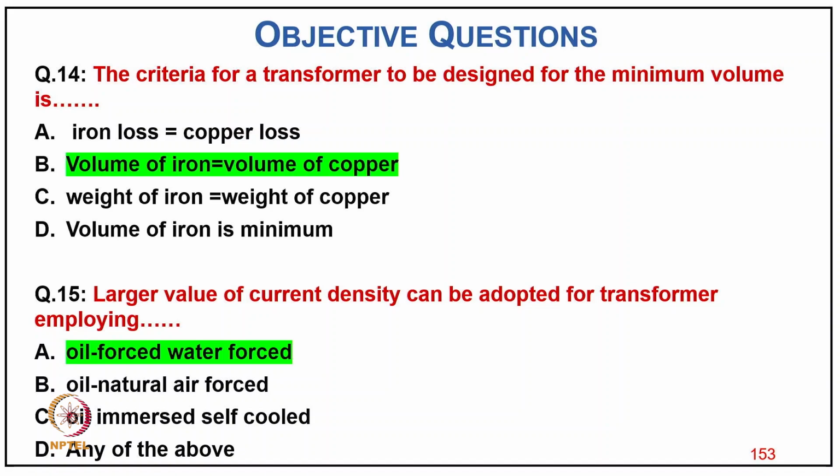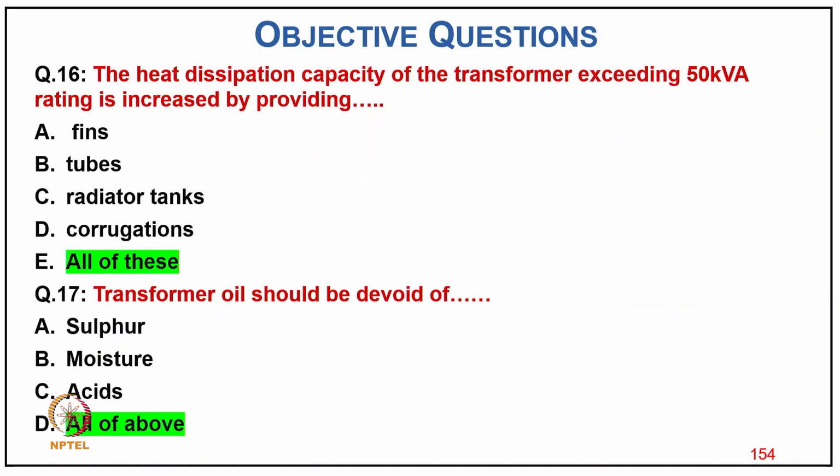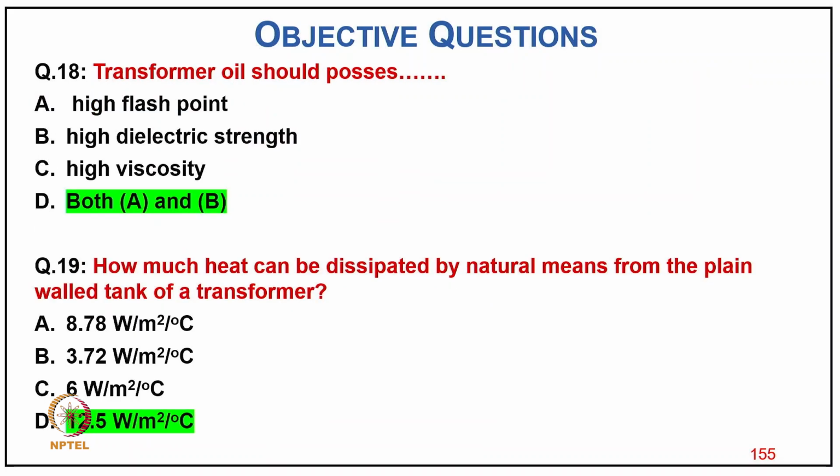Transformers are water cooled, and for the heat dissipation capacity of transformers exceeding 50 kVA rating, fins, tubes, and radiator tanks are typically required. Transformer oil may be deteriorated by sulfur, moisture and acid, and transformer oil should typically have the properties of high flash point and high electric resistance. How much heat can be dissipated by natural means from a plain tank wall? About 12.5 watt per meter square.